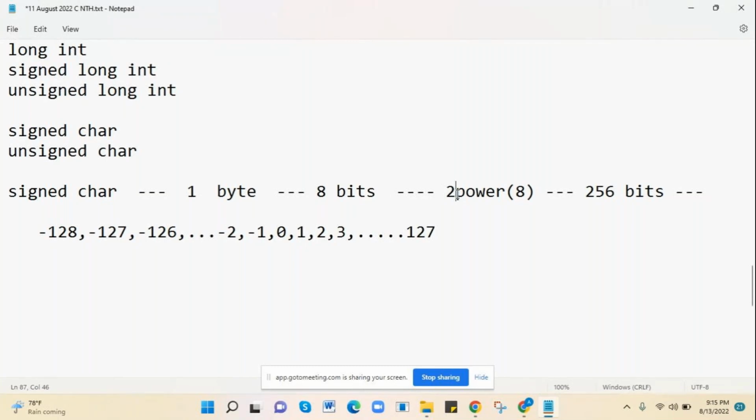2 power 8 is nothing but 256 bits. How much? 256 bits. So in this 256 bits, half are negative values like minus 128 up to minus 1. So 128 values, and including 0, 1, 2, 3, 4, up to 127. These are the positive values. So this is the actual structure of a data type storage.